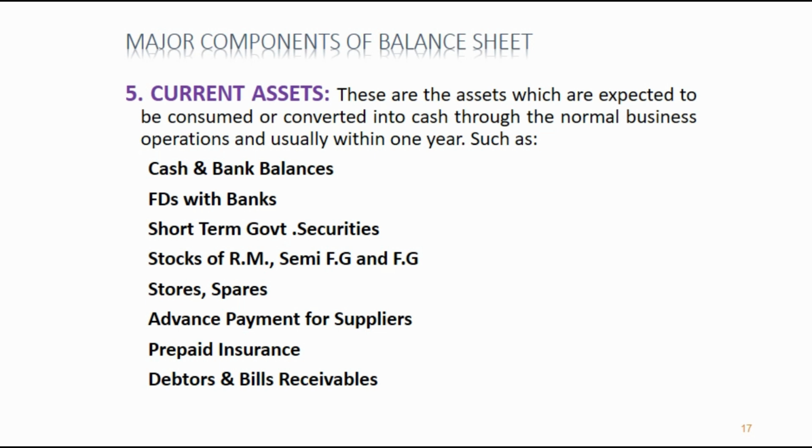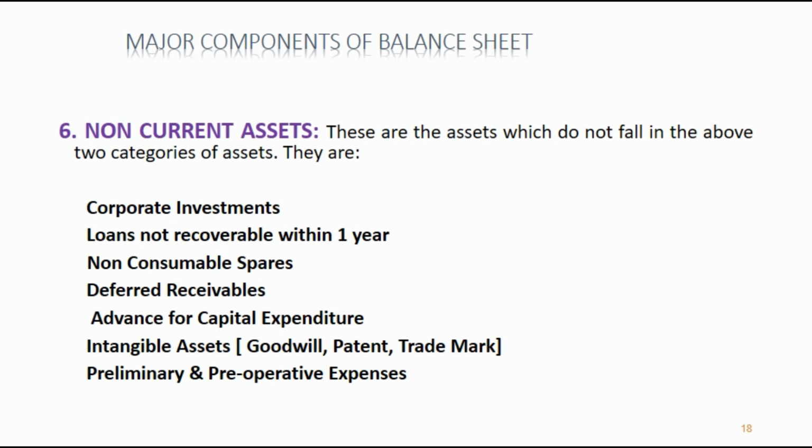Current assets. Now these are the assets which are expected to be consumed or converted into cash through normal business operations, usually within 1 year, such as cash and bank balances, fixed deposits with banks, short-term government securities, stock of semi-finished and finished goods, stores, spares, advances, payments to suppliers, prepaid expenses, debtors and bills receivable.